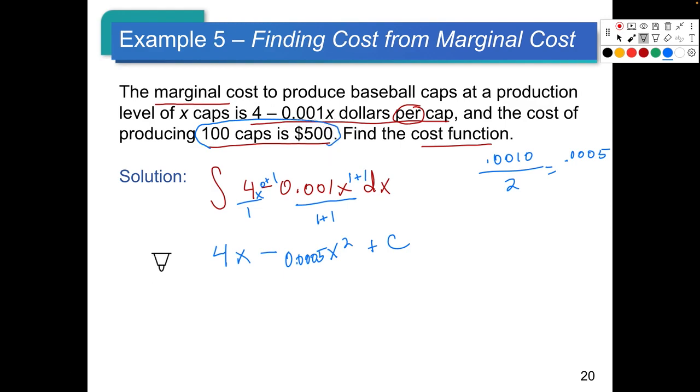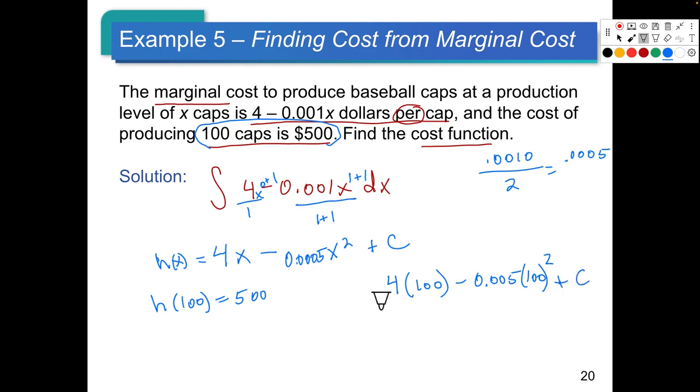once you have a cost function, we know that if you produce, so let's call this h of x for the hat function, or maybe c of x for cap, anyway, that when we take that function and plug in 100, it needs to equal 500. So we take our original function, the 4x, and plug in 100, minus 0.005 times 100 squared, plus a constant, and we know that has to equal 500. Notice now we've got a function that has only one unknown, which is the constant, and we'll be able to figure it out.